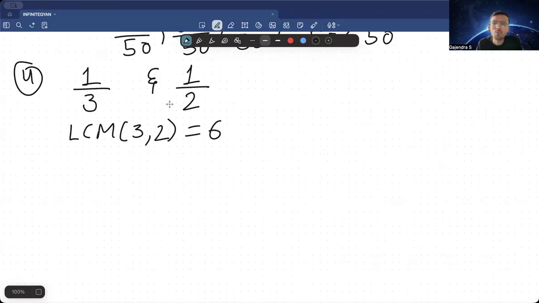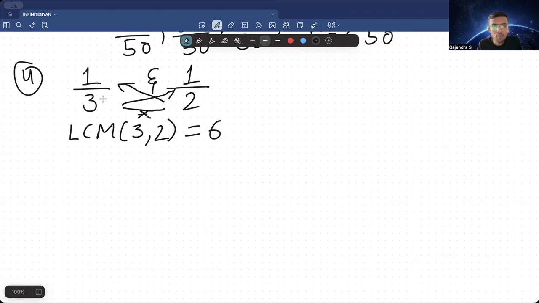Or one more method is there, the butterfly method, where you multiply this number with this number, and with this, and now you add these. Okay, you multiply these numbers 3 and 2. So that's how also you can solve.